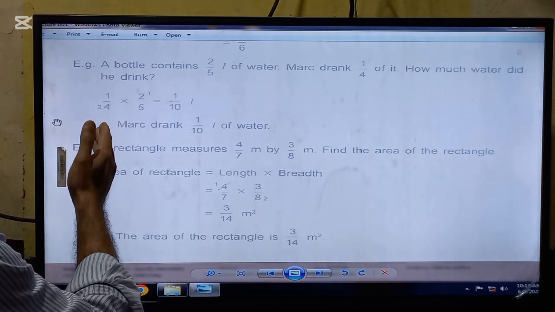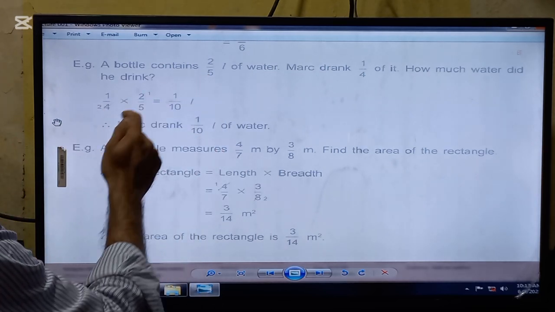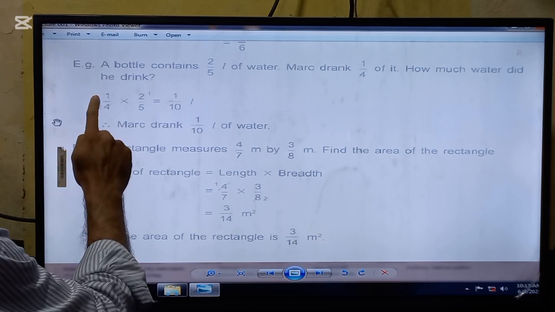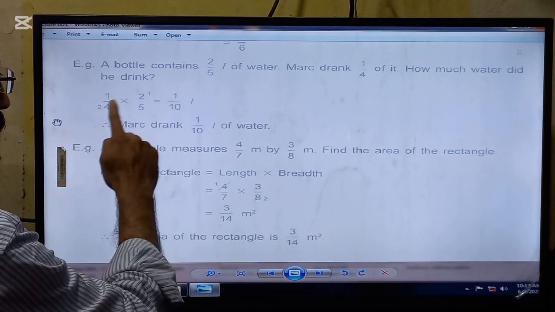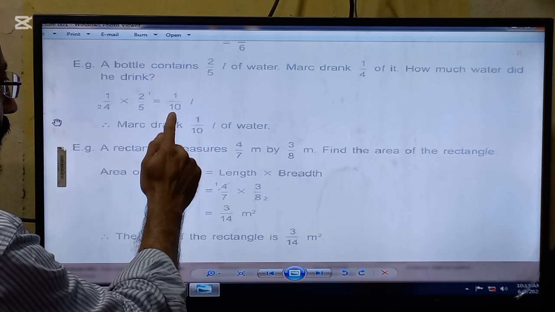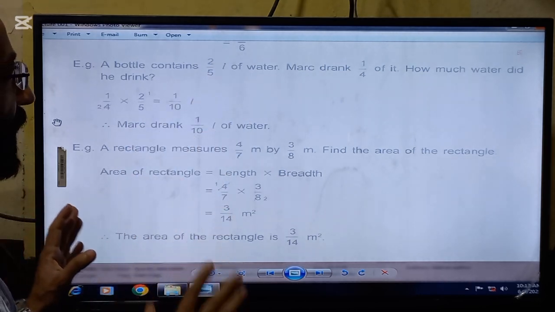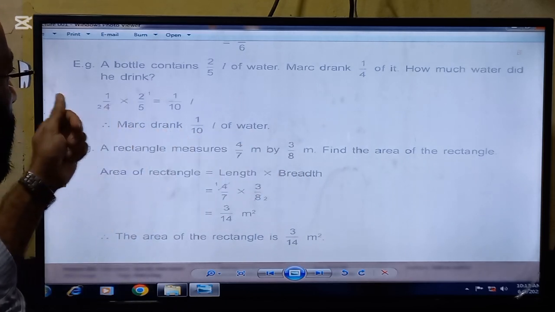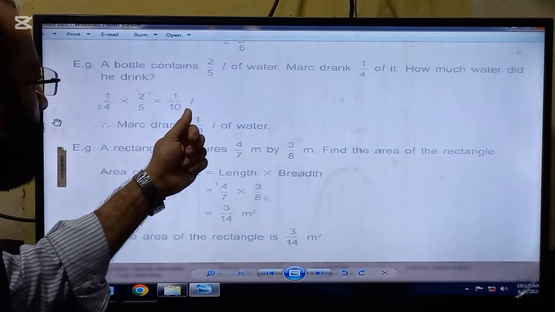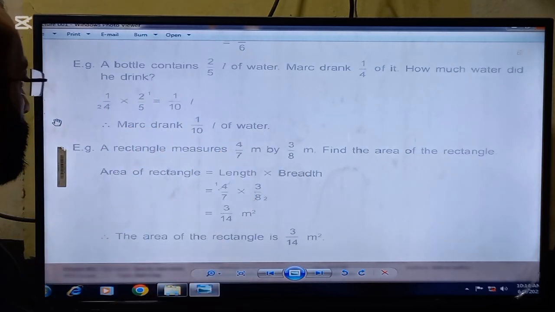So values are going to be cancelled. So 2 ones are 2, 2 twos are 4. Now multiply the numerator with the numerator. 1 one is 1 and 2 fives are 10. So the liter unit is used. So liters. So it means Mark has drunk 1 by 10 liters of the water.